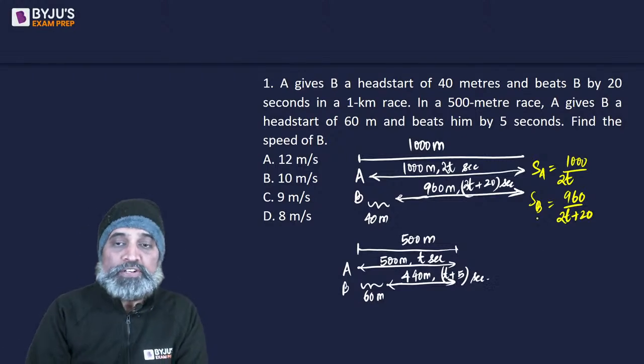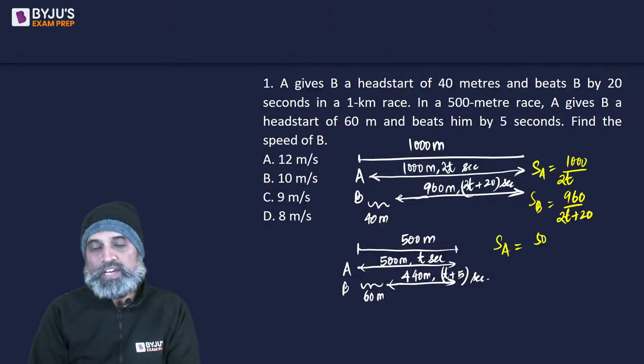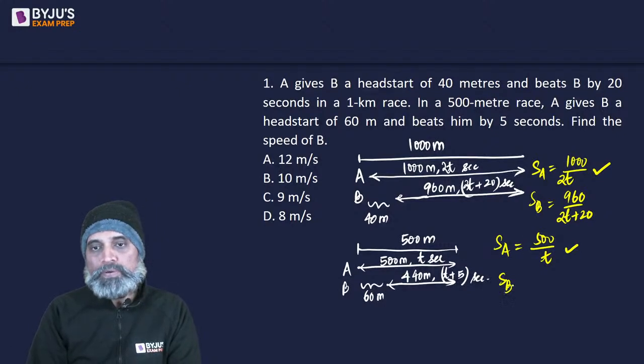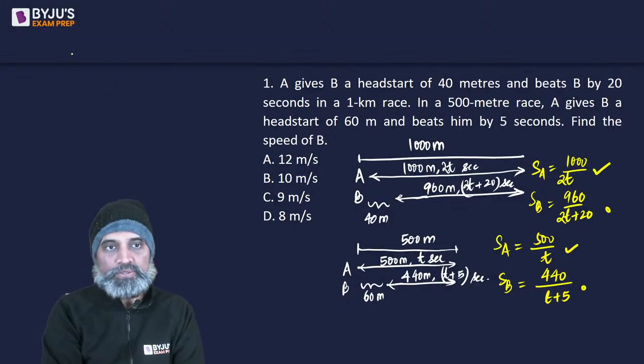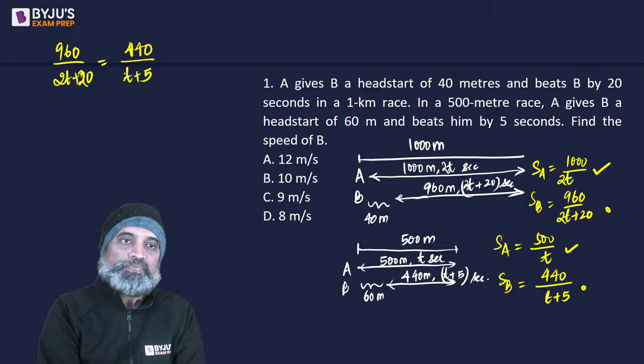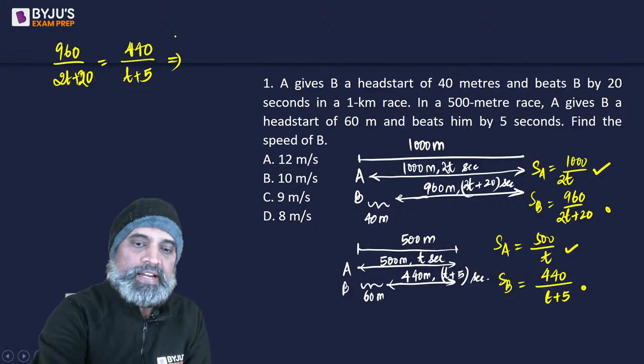Now, if I talk about the speed of A, it's going to be 500 by t, which is the same as 1000 by 2t, which is obvious. But the speed of B is going to be 440 divided by t plus 5. So these two also should be the same. Let's equate these two. We will get 960 divided by 2t plus 20 is equal to 440 divided by t plus 5. So if we rearrange and simplify, what will happen?